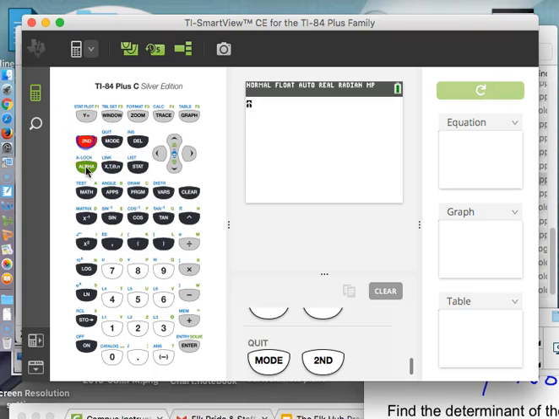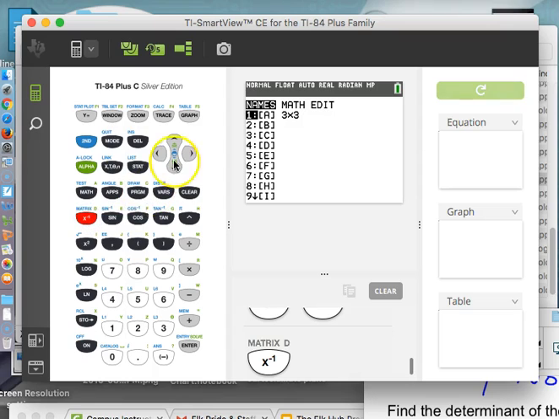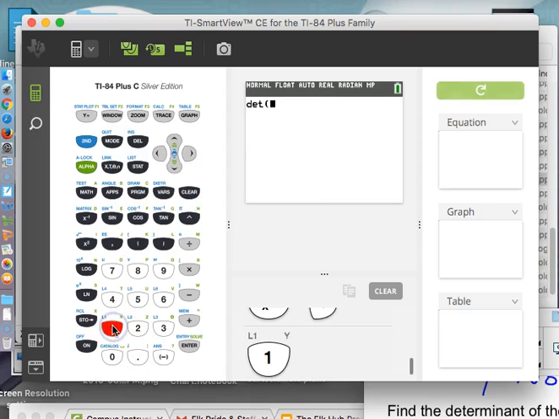So we're going to have to hit second inverse to get to matrices, and then arrow to the right once for math, and we want them to do number 1. But we have to tell it which matrix to do that to. I know we only have one in there right now, so it seems kind of silly, but we need to tell it we want it to do matrix A, and that's where the names come in handy.